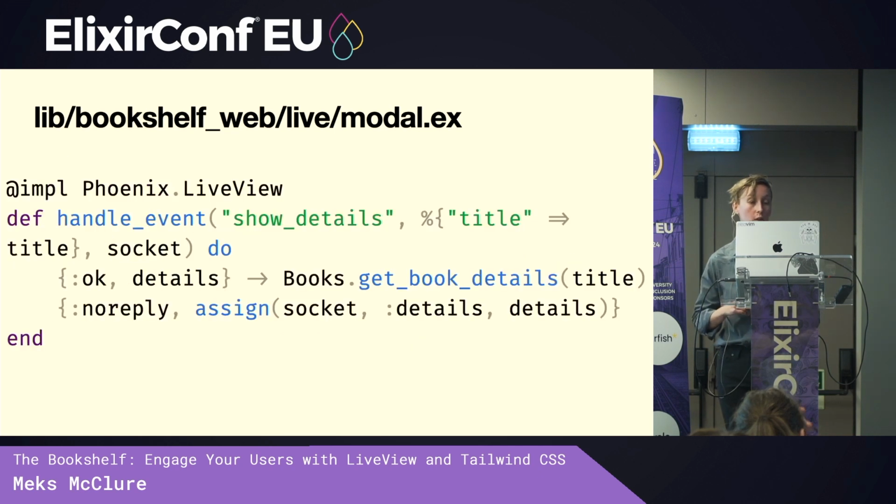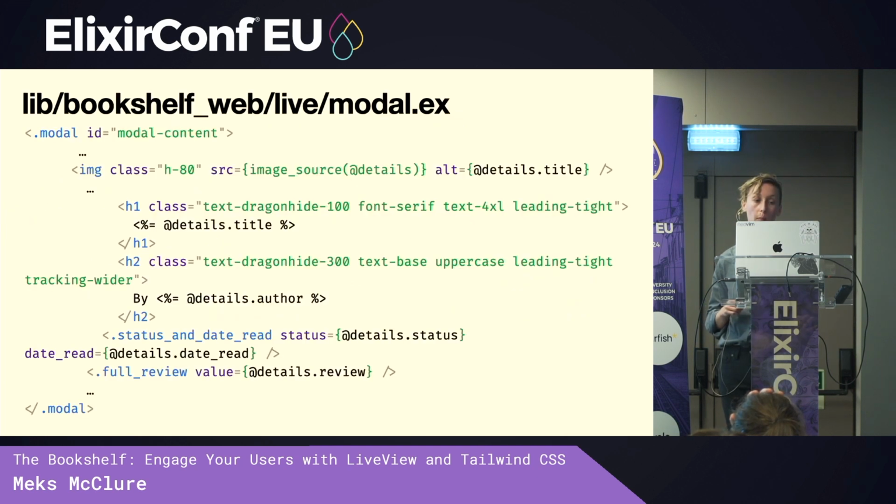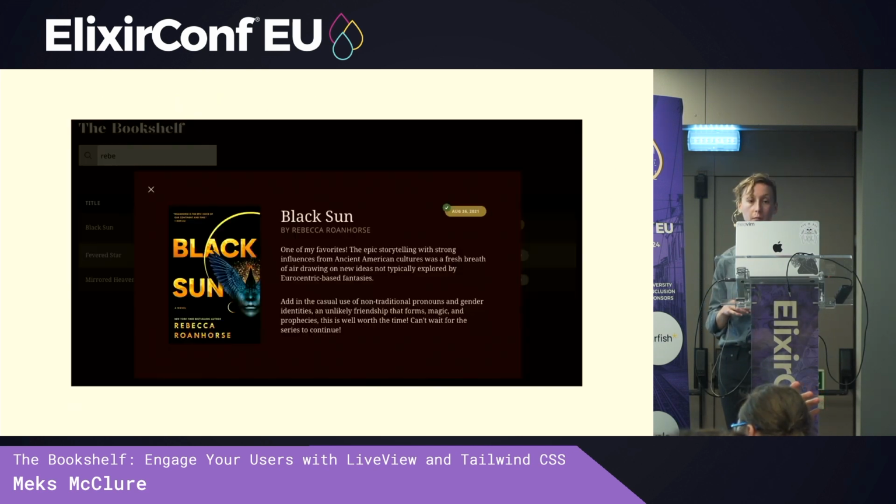An event handler uses the title params to get the book details and update the socket assigns. Once in the socket, she can use the details to fill out the modal content, add the correct HTML structure with the Tailwind utilities for styling. The Tailwind utilities are all straightforward, and she's pleased with the visual result.